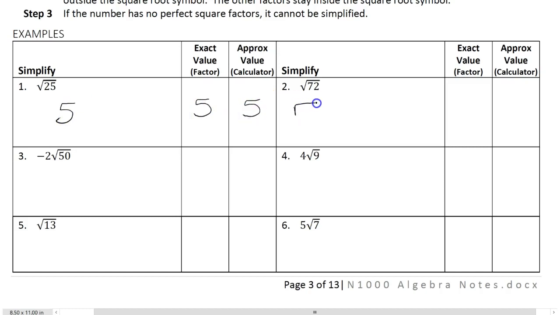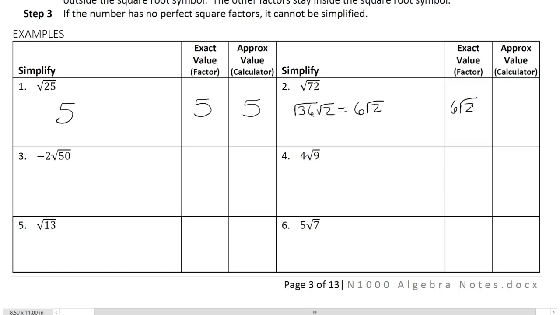The square root of 72 can be factored into two factors, one of which is a perfect square. The square root of 36 times the square root of 2. The square root of 36 is 6, but the square root of 2 cannot be simplified, so the final answer is 6 times the square root of 2. This is an irrational number. It is the exact answer.